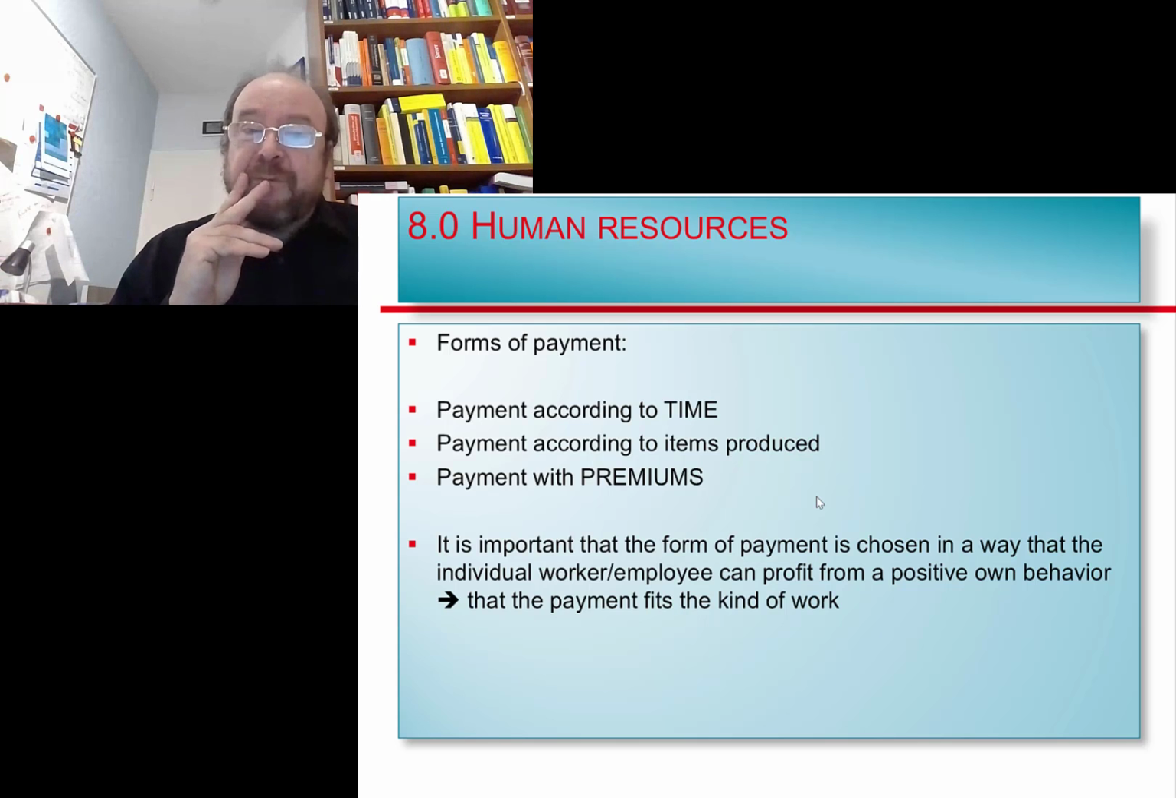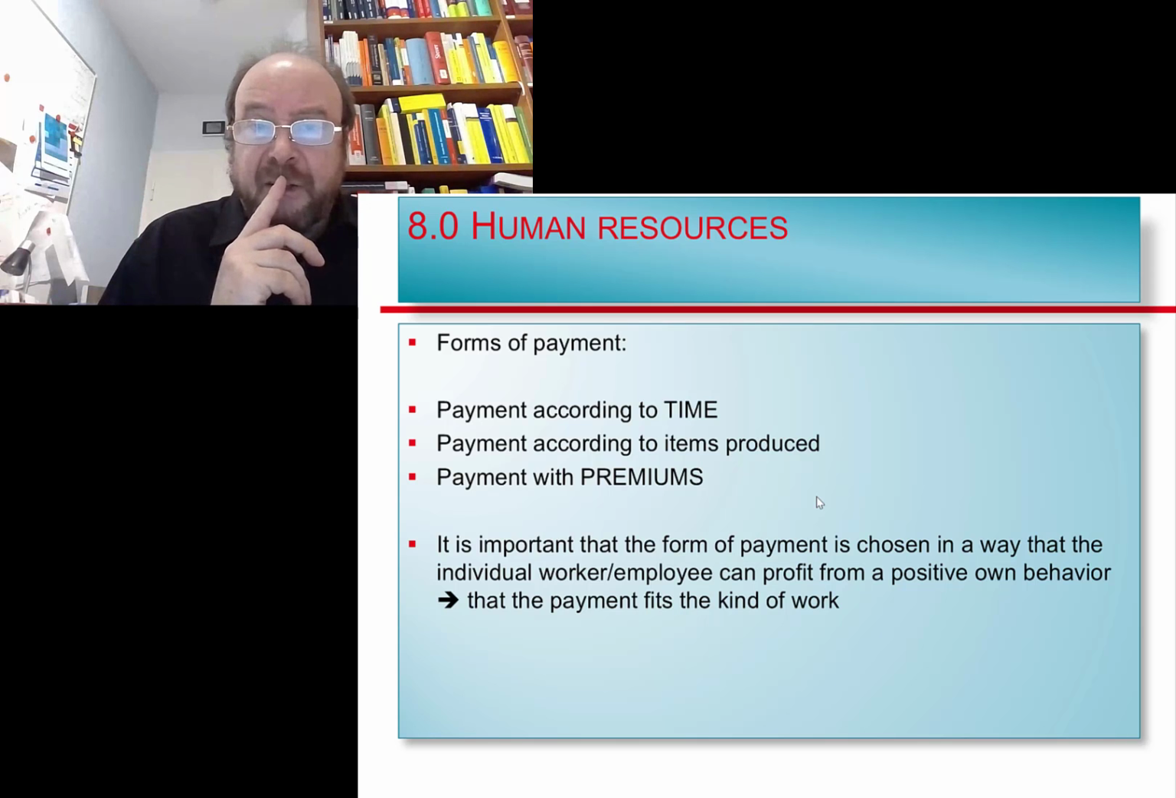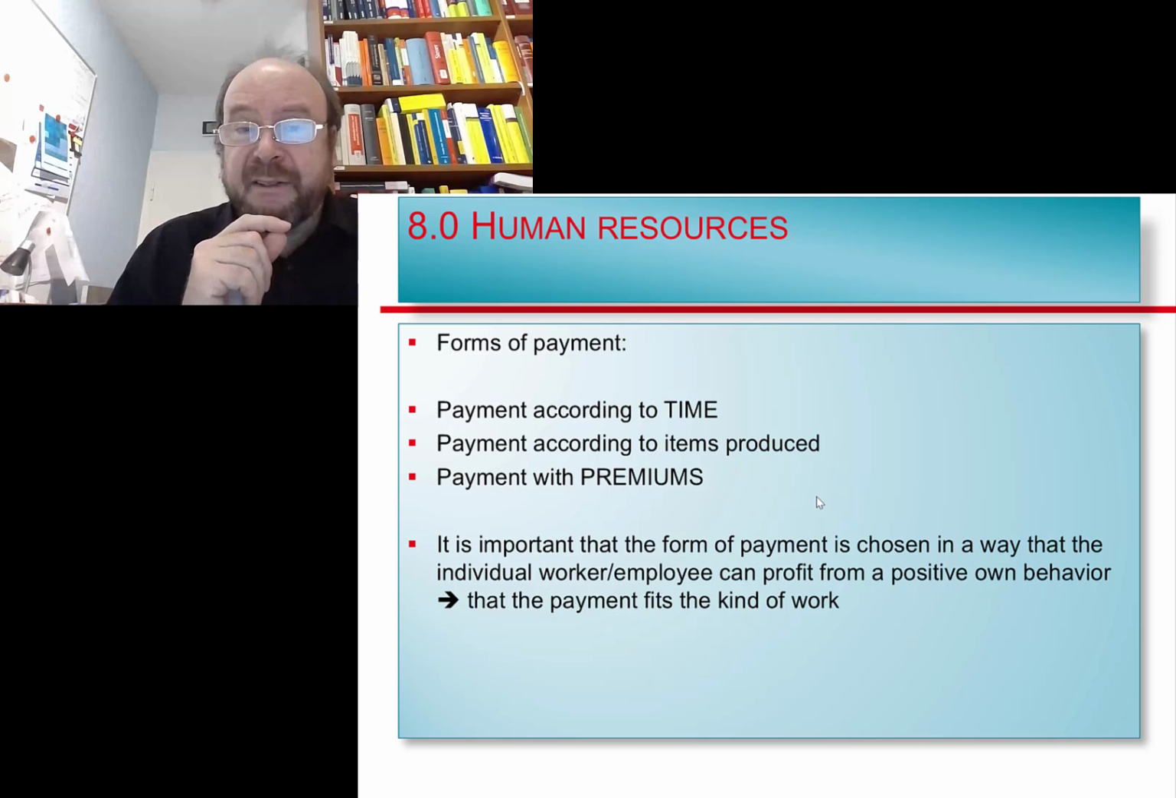Also, there are several forms of payment. For example, you can be paid according to the time which you spend in the firm. You can be paid according to the output which you produce, and you can get premiums if you do more than could be expected. And the important thing there is not the one and only best way to pay people. For example, if you pay people according to time, and there is a given amount of work, then that might motivate them to work more slowly so that they get more payment. If you pay them according to items produced, it might be that they produce more items with a lower quality.